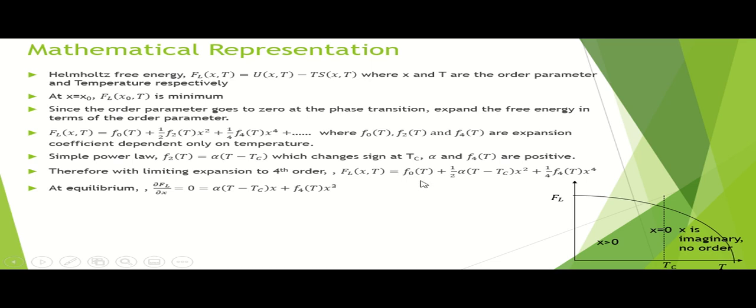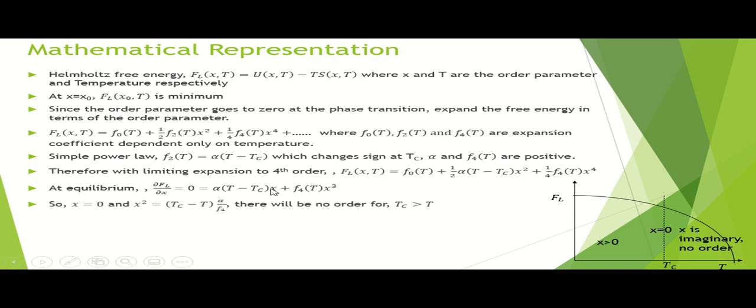Now of course this term is only a function of temperature, so there will be no dependence on x, and its derivative will also be 0. In this term, the derivative of x squared will be twice x, so you can get rid of this 2, and you will simply have alpha (T minus Tc) x. And in this case it will be 4 times x cubed, the derivative, so again the 4 will be cancelled, and you will have simply F4 x to the power 3.